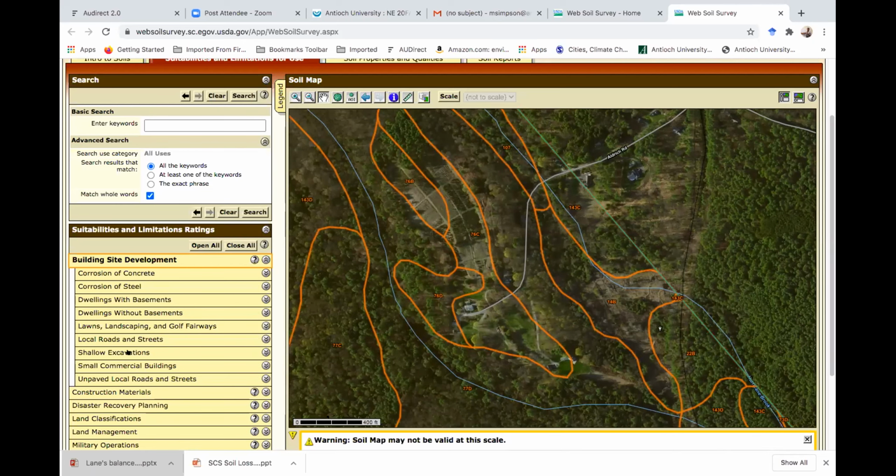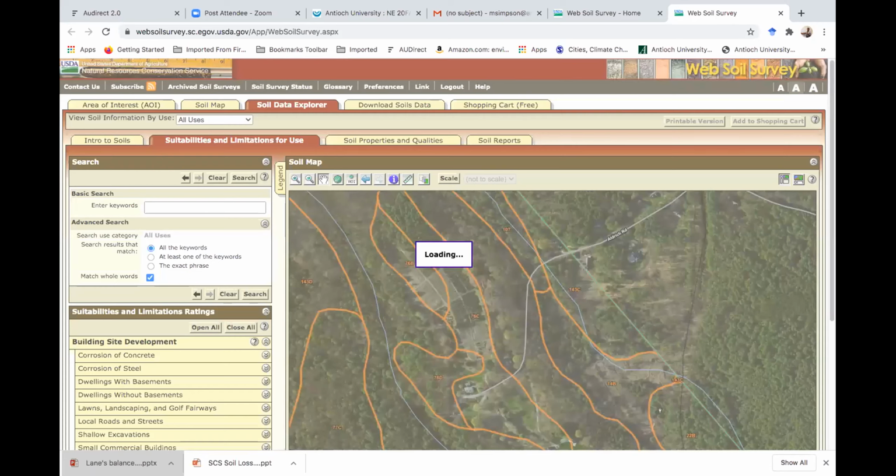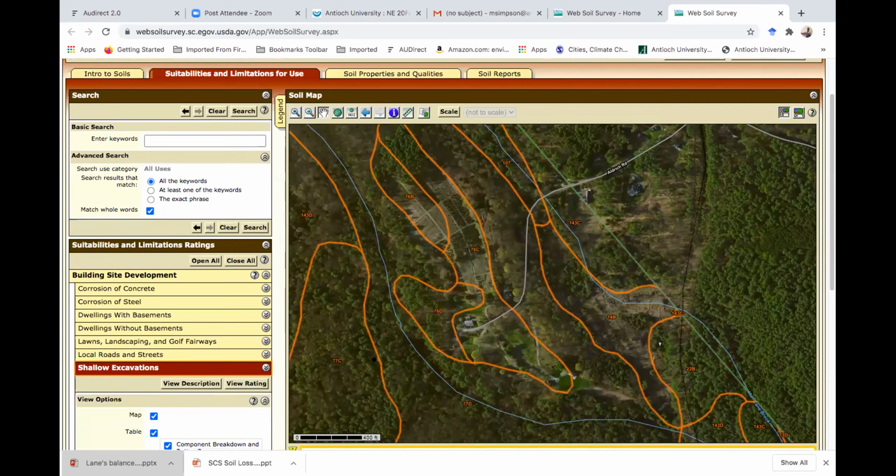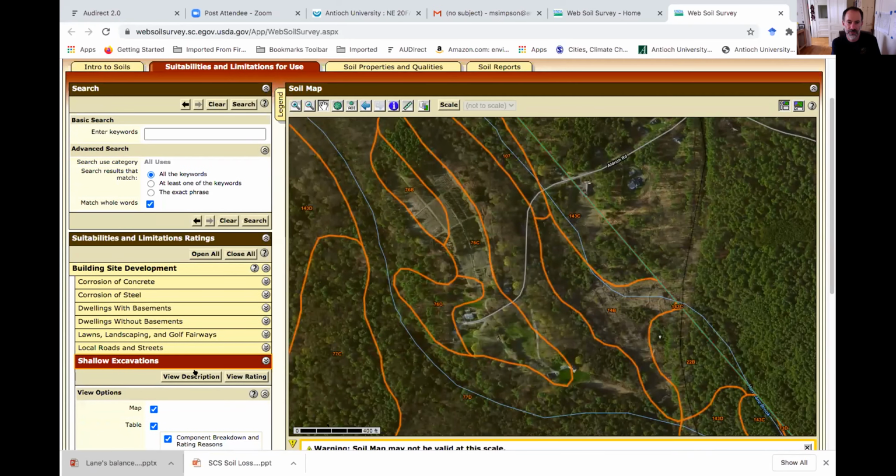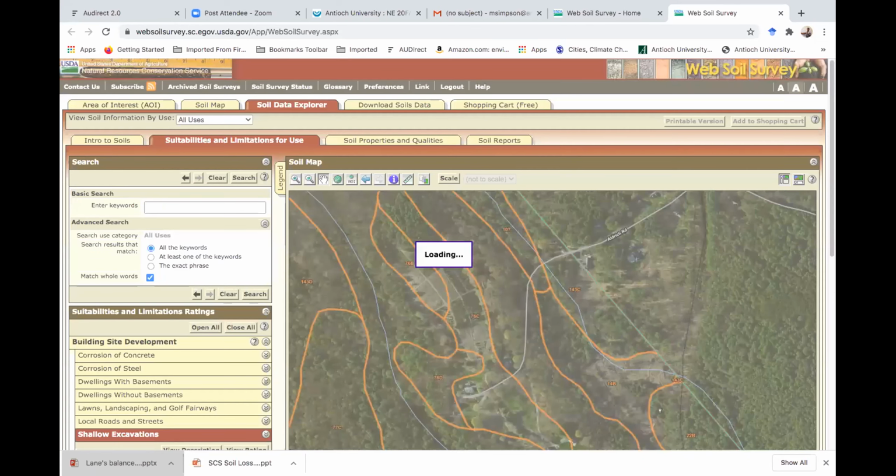And what you do is, let's just do shallow excavations. I'm going to click on that. Okay. Is that just going to be like a basement for a residence or something? Yeah. And so I'm going to say view rating. And for some reason, Soil Web Mapper is slow today. So it can create a whole bunch of different kinds of maps for you besides just the soil map for its appropriateness.